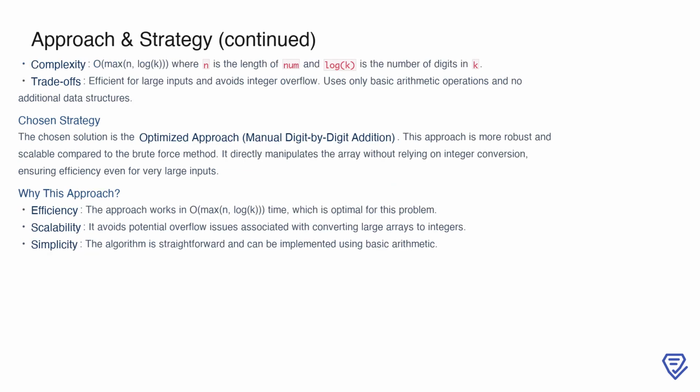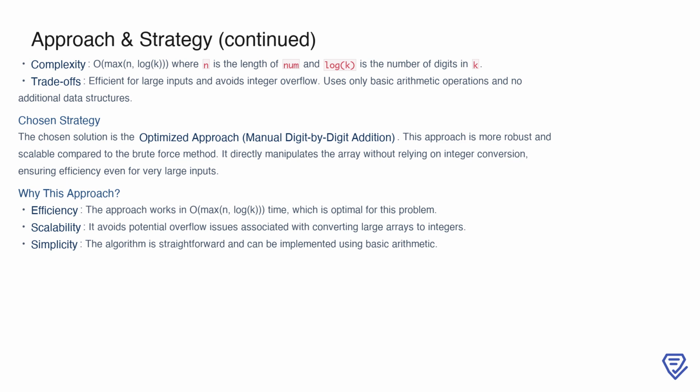The digit-by-digit addition approach has a time complexity of O(max(n, log k)), where n is the length of the array and log k represents the number of digits in k. This is because we process each digit of the larger of the two numbers, either the array or k. This method is highly efficient for large inputs due to its simplicity and reliance on basic arithmetic operations, avoiding any costly conversions. It also eliminates the risk of integer overflow, making it a robust choice.